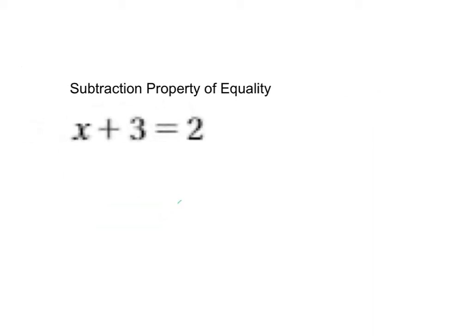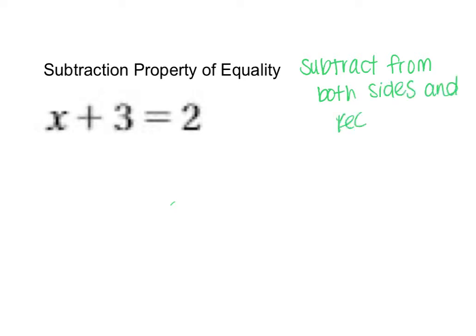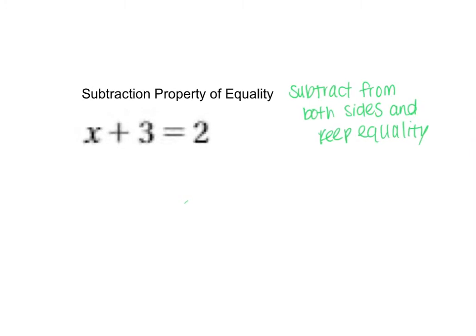Then there's also the subtraction property of equality. The subtraction property of equality says that we can subtract from both sides and keep equality. Okay, so if we subtract something from one side, we must subtract it from the other in order to keep the equality of the equation.